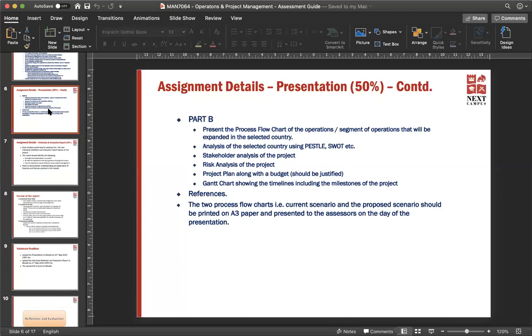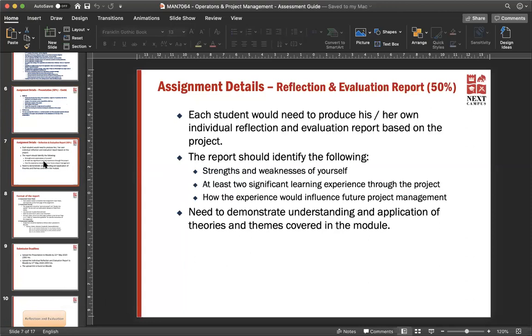So that is the presentation part. Now you need to write a report. You need to write a reflection and evaluation report, right? Now, a lot of students struggle with the reflection and evaluation report. So you need to understand the requirement of a reflection evaluation report.